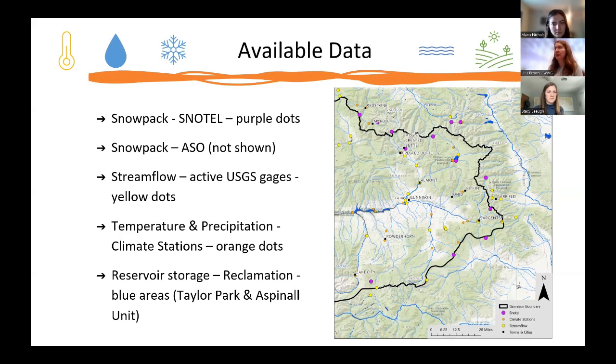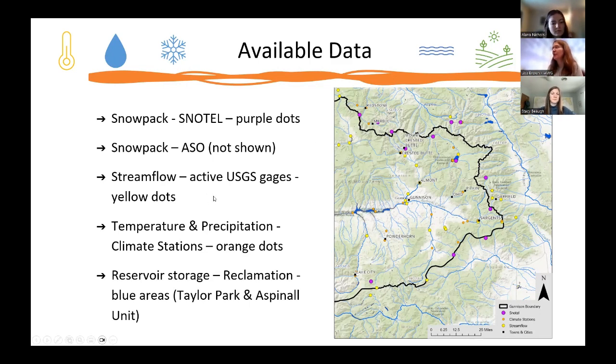The other way that we can measure snowpack, and I've got the abbreviation in here, is the ASO, the Airborne Snow Observatory. And this is more of the cutting edge research side of things where we're actually flying LiDAR flights. So flying an airplane over the basin to measure the snowpack. That's not shown on the map because it's aerial coverage.